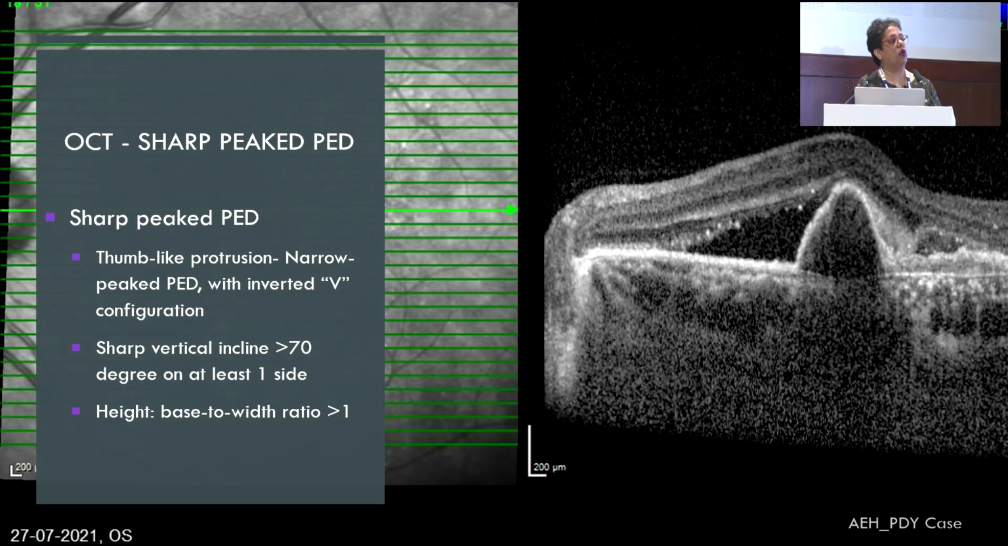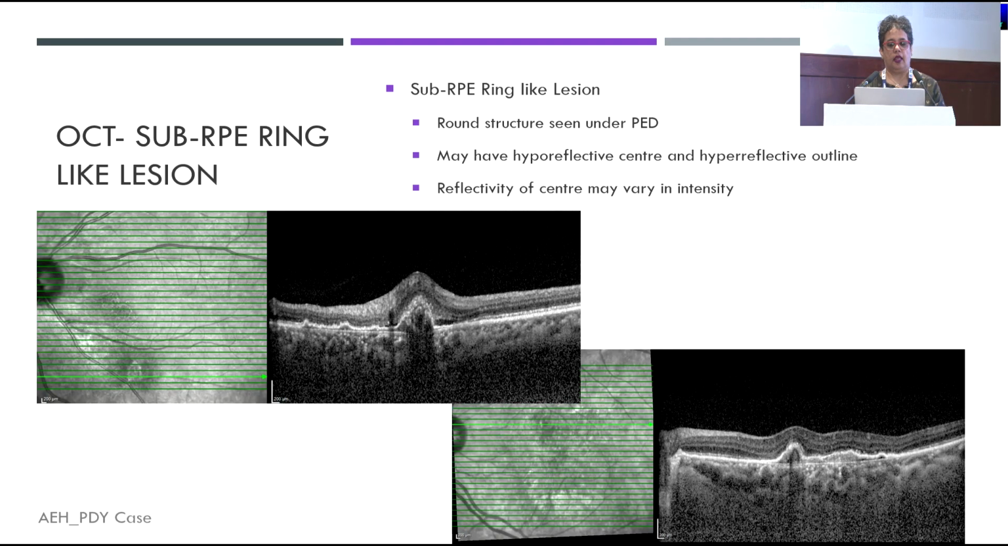Looking at these lesions one by one, you have the sharp peaked PED, which is the thumb-like PED or thumb-like protrusion, with an inverted V shape, a steep incline of more than 70 degrees on one side, and a height to width ratio of more than 1. You have the sub-RPE ring-like lesions, which indicate the underlying polypoidal lesion.